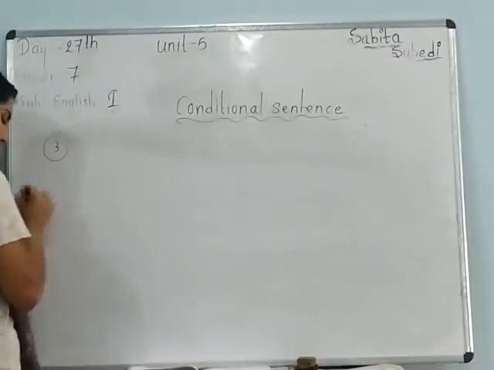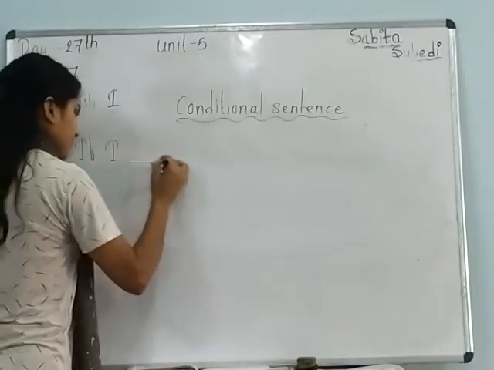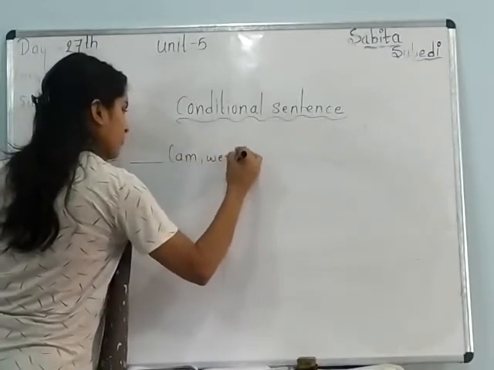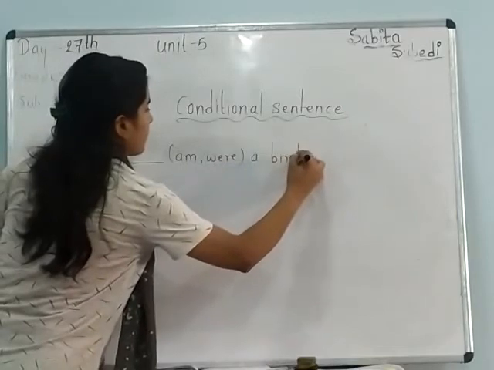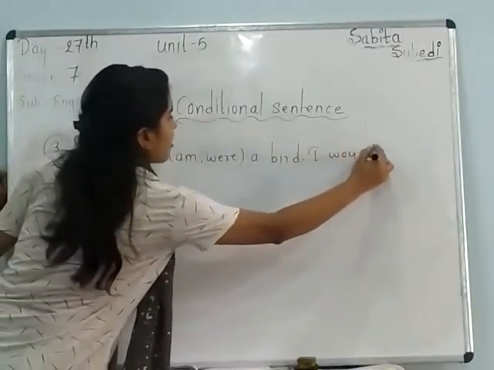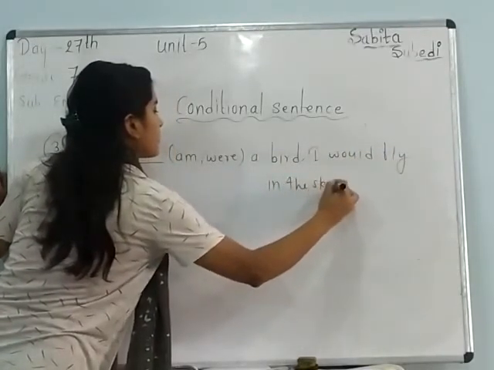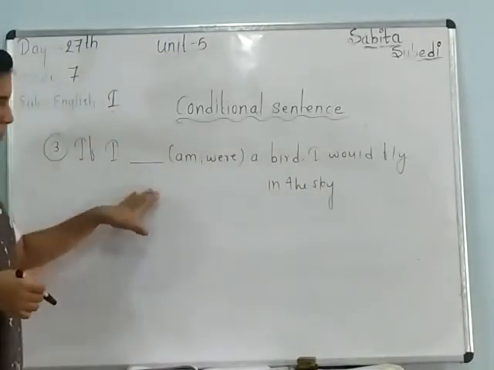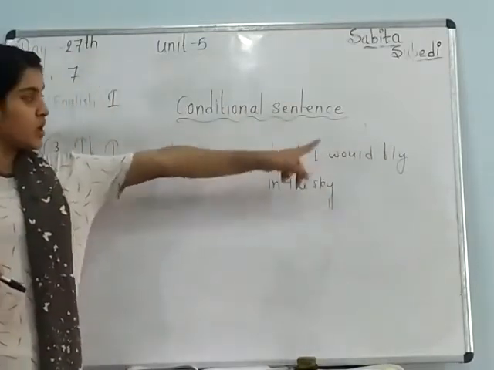Now number 3, let's see. If I am a bird, I would fly in the sky. I would fly in the sky. Now you are asked to fill up the if part. Now you have to see the main part. It would fly. Okay, so would fly.